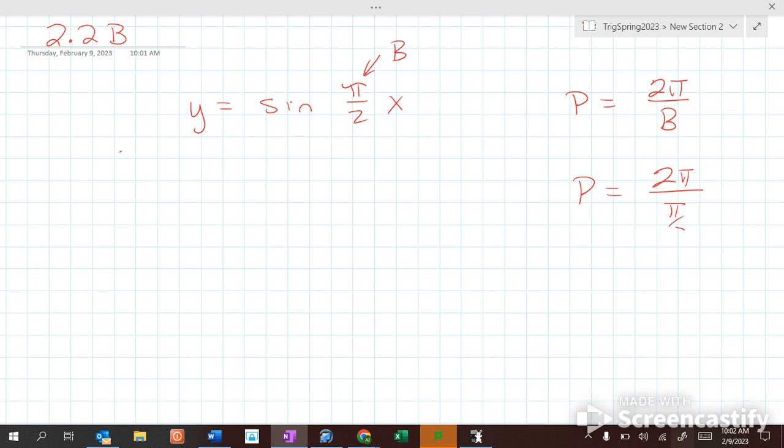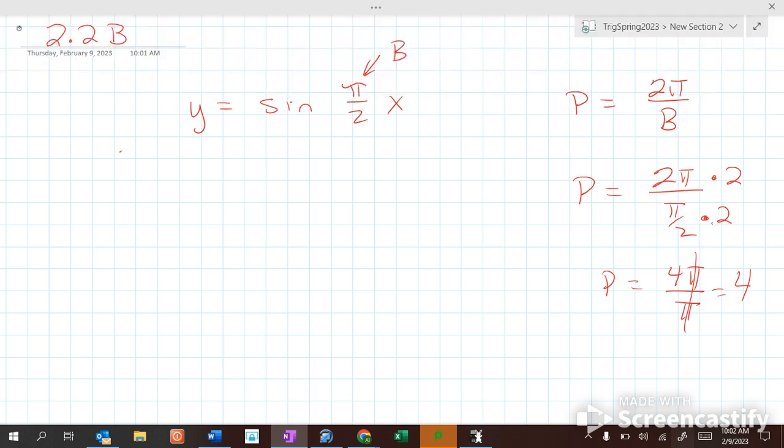That's a complex fraction, right? So if I multiply by the denominator, I'm going to multiply both the top and the bottom by 2. So my period is going to be 4 pi over pi. And if my pi's cancel, my period is going to be 4. Just regular number 4, not 4 pi. Not anything to do with pi.